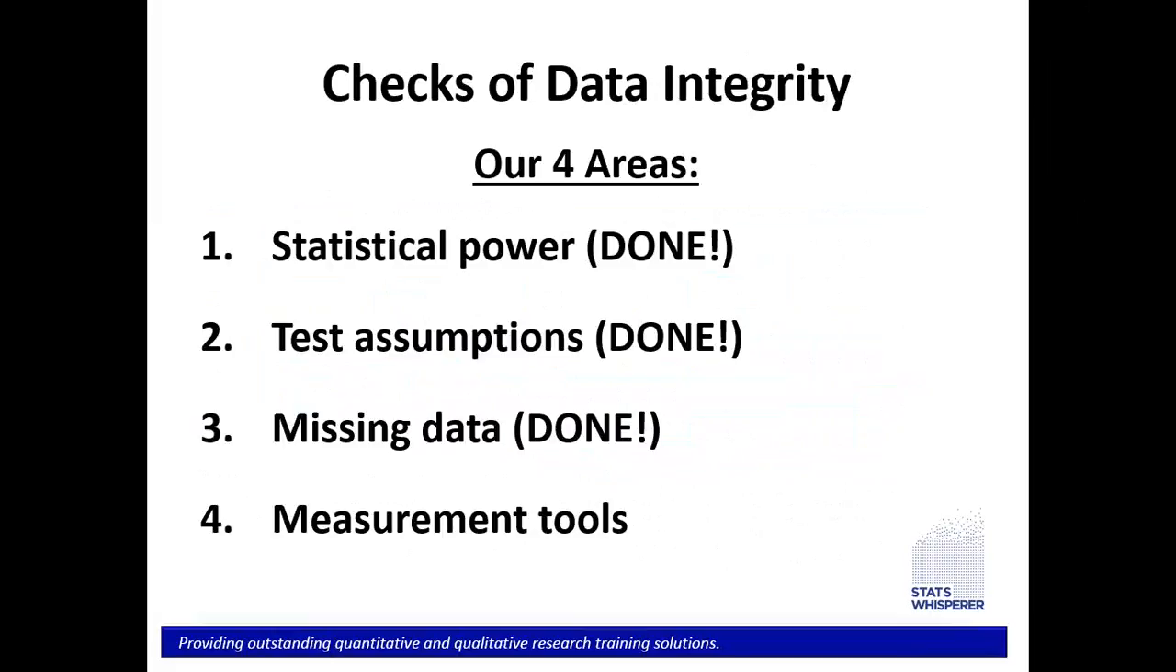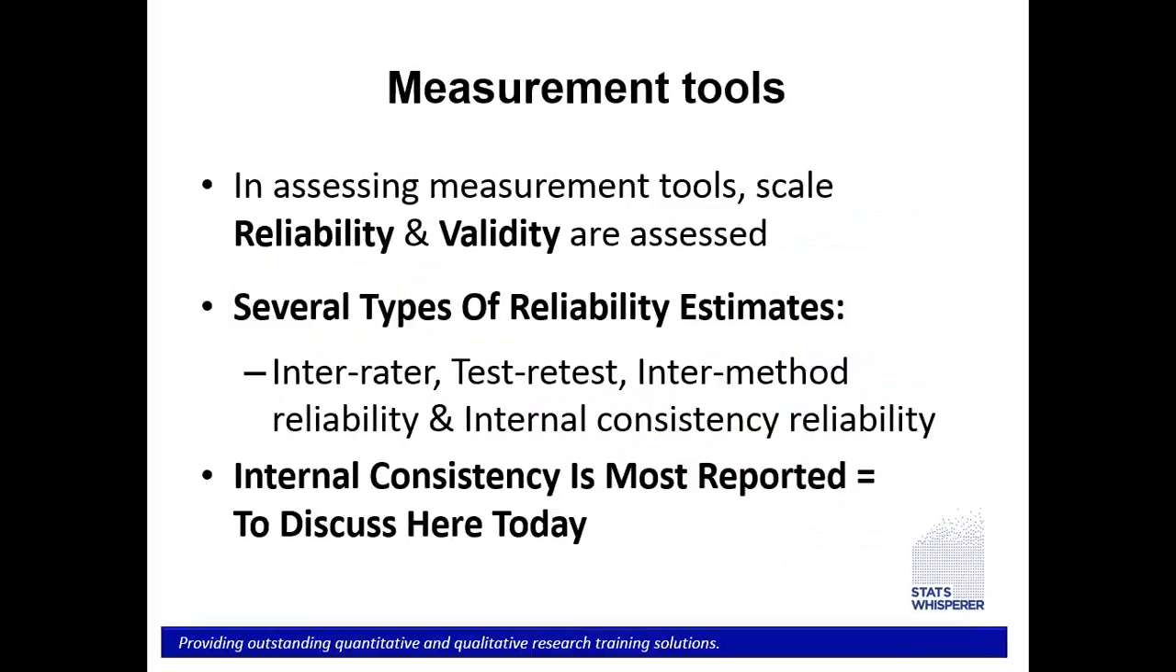So we have one thing left, which is our measurement tools. Now, for measurement tools, traditionally, reliability and validity are assessed for each tool. And there are several types of reliability estimates: inter-rater, test-retest, inter-method. Now, there's also internal consistency reliability. This is the most reported, so that's what we'll talk about here today.